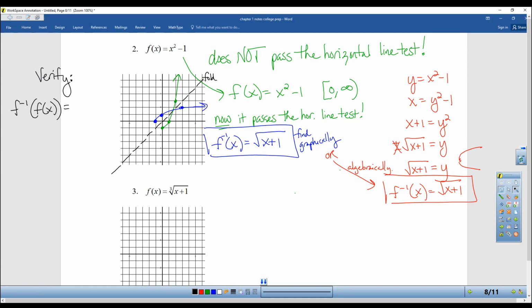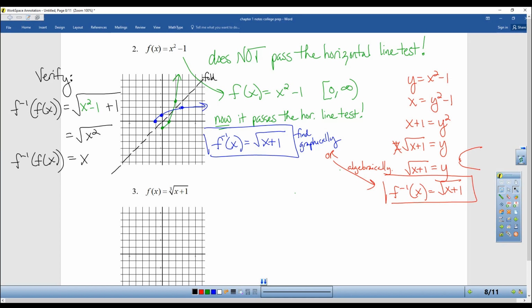So that means that I'm going to mostly write F inverse. And then right here, I'm going to put the original function, which is in green, x squared minus 1. That gives me the square root. Oh, what's wrong? Oh, there should be a plus there. Sorry, plus 1. So they do cancel. It is a plus 1. And that gives me x. And that's how you verify it.